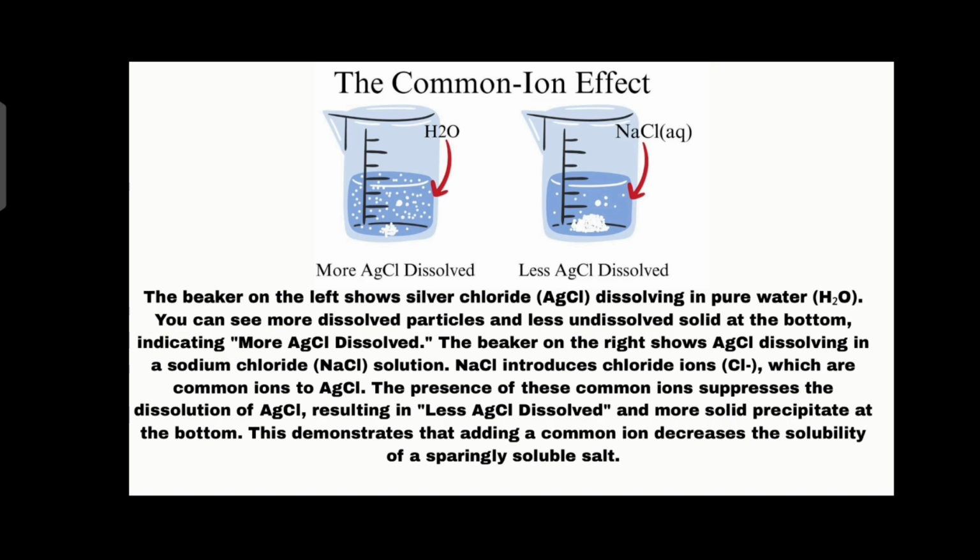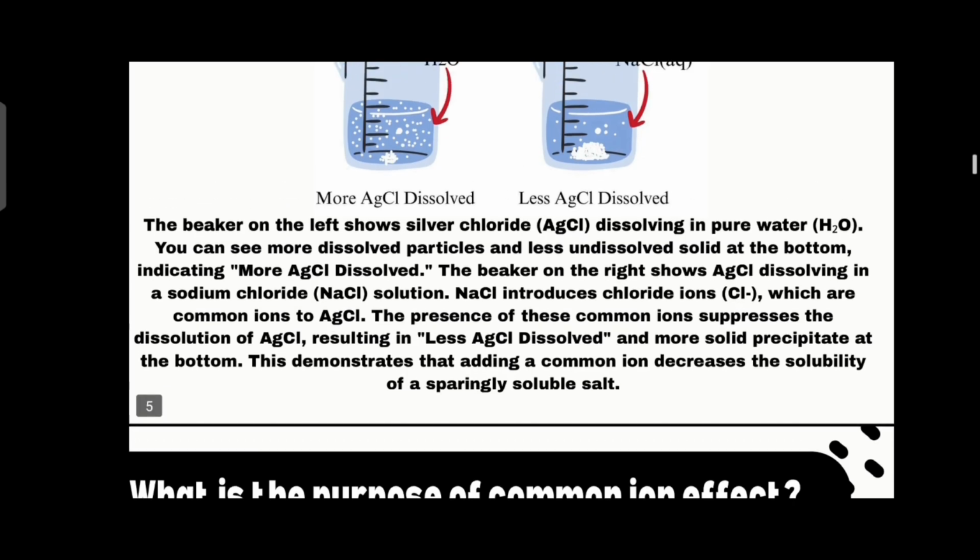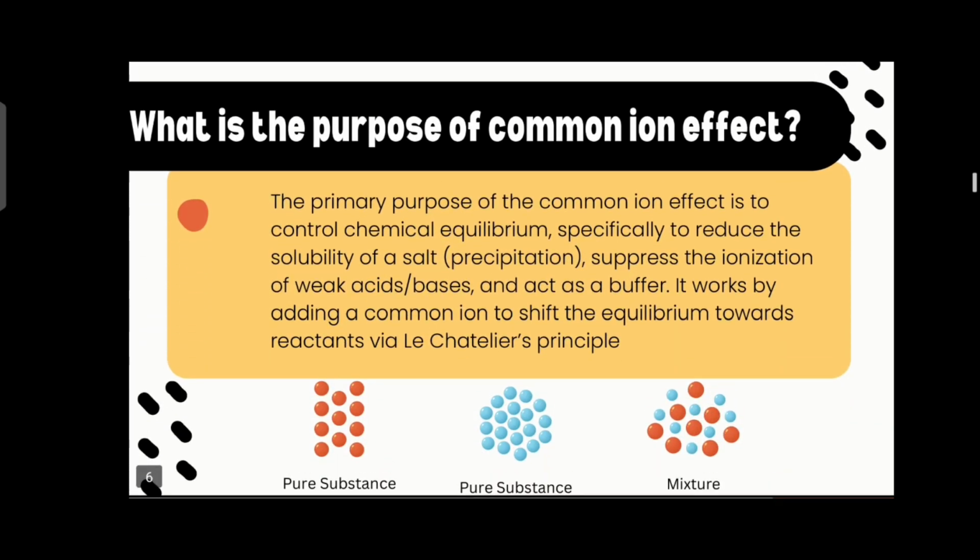The beaker on the right shows dissolving in a sodium chloride solution. The sodium chloride introduces ions, which are common ions to sodium chloride. The presence of these common ions suppresses the dissolution of sodium chloride, resulting in less dissolved and more solid precipitate at the bottom. That demonstrates that adding a common ion decreases the solubility of a soluble salt.